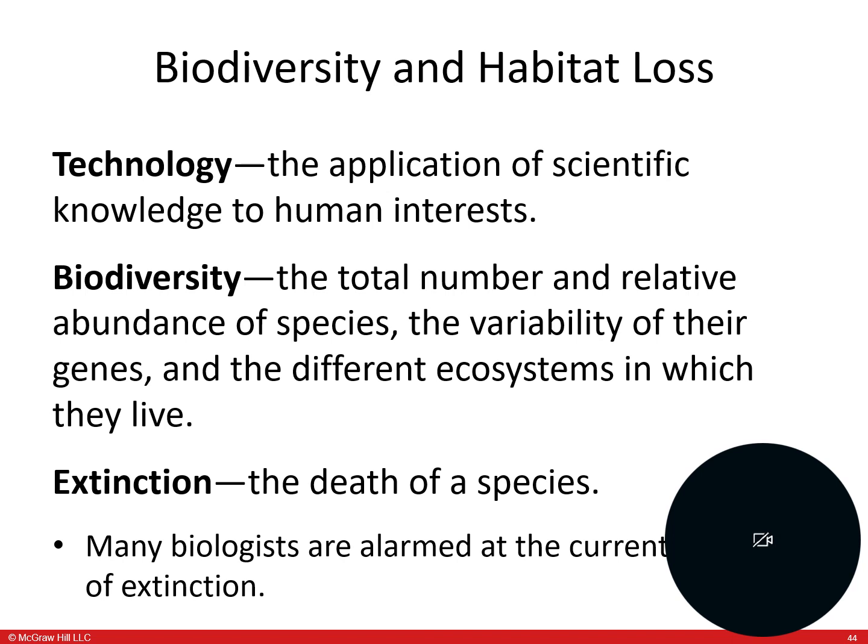Biodiversity is the total number of relative abundance of species and the variability of their genes. So in other words, all the limitless potential that exists if those genes were crossed in particular manners, right? So like, for instance, no two humans, unless they're identical twins, of course, look exactly alike. And that's due to all the variability of the mixing of genes, right?